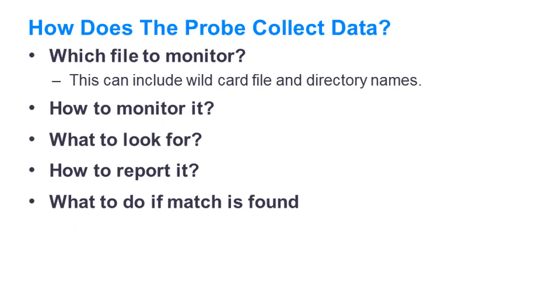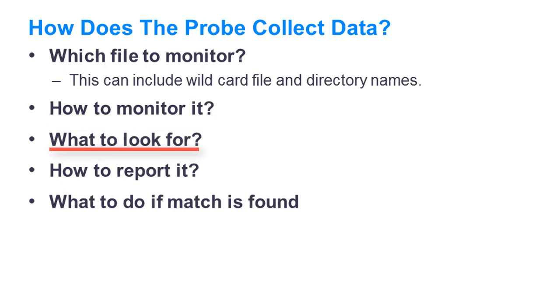In order to collect information, the Logmon probe allows you to create a profile with the following types of information: what file or source target to monitor. This can include wildcard files, directory names, URLs, or a command to run. How to monitor the target, such as scan the entire file each time, read from the last location when the file is updated, read the output of a command, or read the HTML output from a URL.